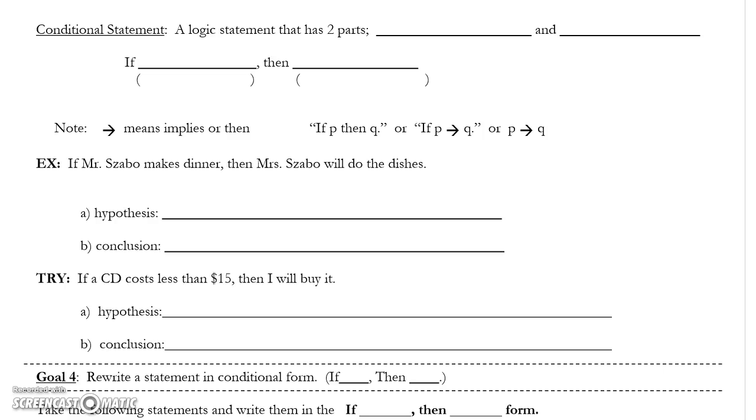As I mentioned in the previous video, a conditional statement is just a new way of providing a given and a conjecture. So, it's a logic statement that has two parts. The first part is your hypothesis, which is your given information, and the second part is your conclusion, which is your conjecture. So the hypothesis is the given, that's what has to be true, and the conclusion is your conjecture, and that's what you're checking to see if it's true or not to determine if your entire conditional statement is true.